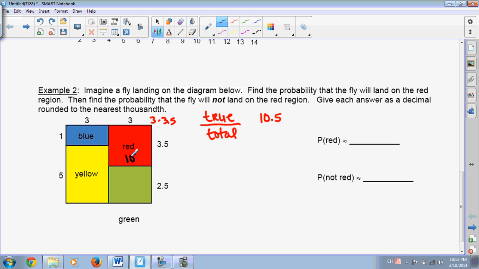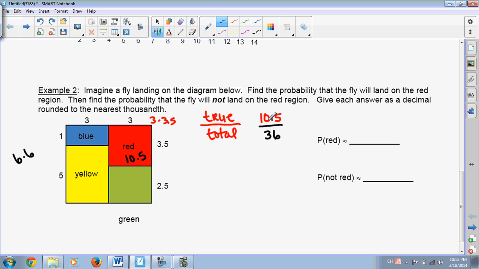So this is 10.5. And then what would be the total? Obviously the whole, all four of our colors together, this giant shape. So this whole length here would be 6. 3 and 3 is 6. 3.5 and 2.5 is 6. So it's a square. So it's a 6 by 6 square. So obviously to find the area of the large whole would be 6 times 6, which is 36.